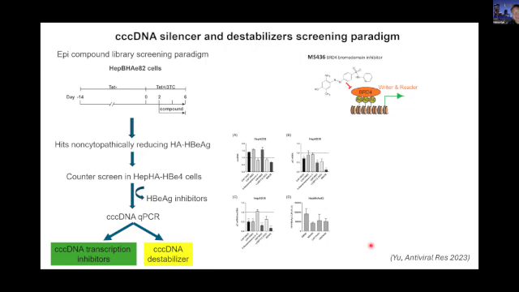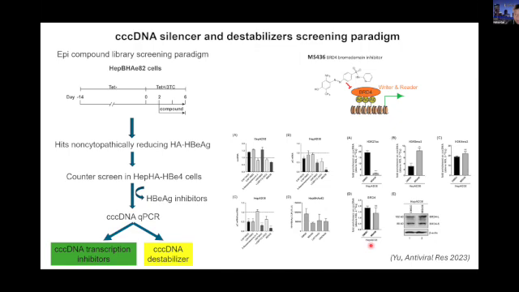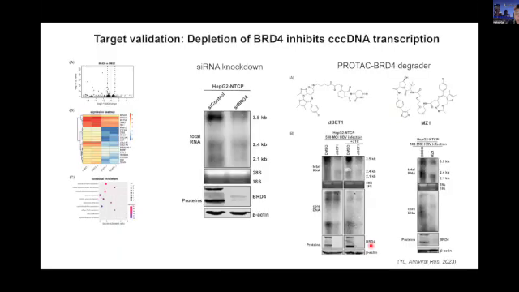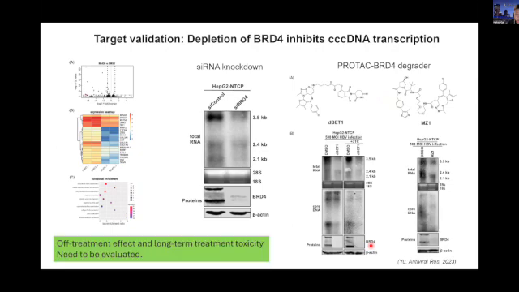This is a BRD4 inhibitor, which inhibits BRD4's HAT activity and reader activity. And this just validates how the compound works. It reduces the E antigen, reduces the cccDNA, and also changes the epigenetic status of the cccDNA. This validates the target, and through knockdown of BRD4 or use of a PROTAC to degrade BRD4, you can basically recapitulate the same effect as the MS436 compound. But the off-target effects and long-term treatment toxicity need to be further evaluated.